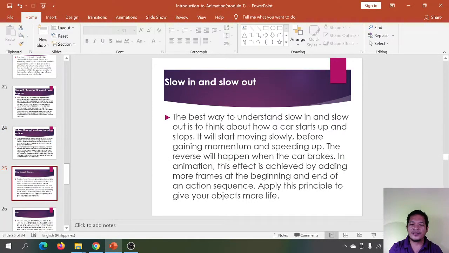The best way to understand slow in and slow out is to think about how a car starts up and stops. It will start moving slowly before gaining momentum and speeding up. The reverse will happen when the car brakes. In animation, this effect is achieved by adding more frames at the beginning and end of an action sequence. Apply this principle to give your objects more life.